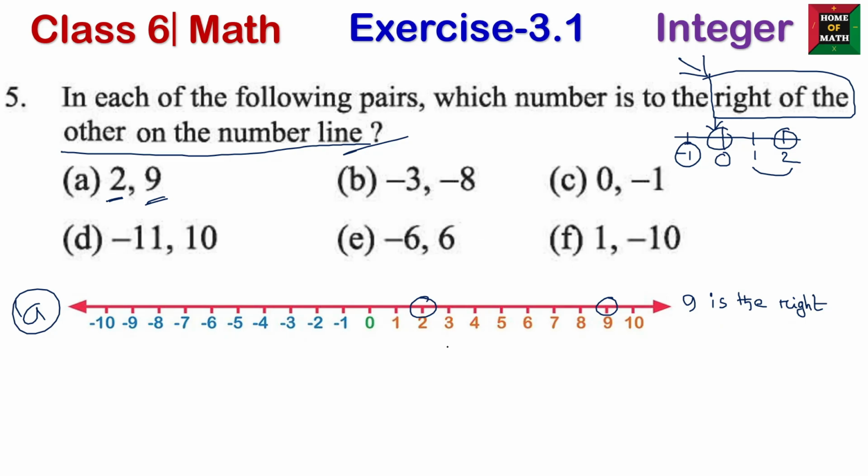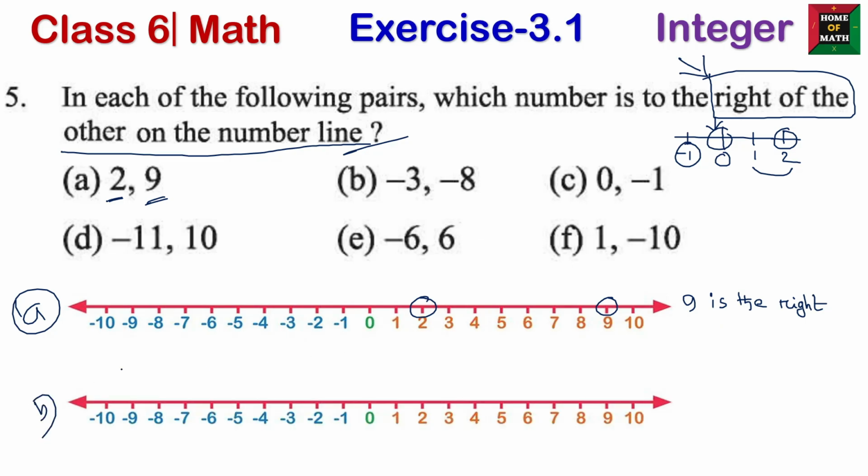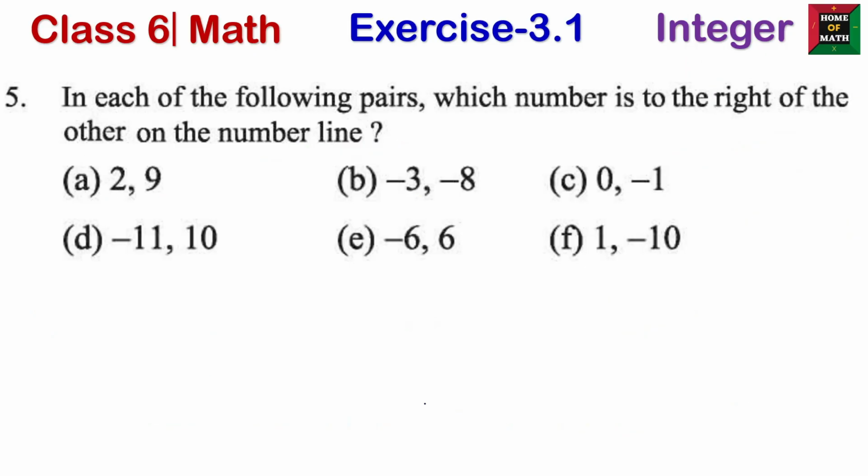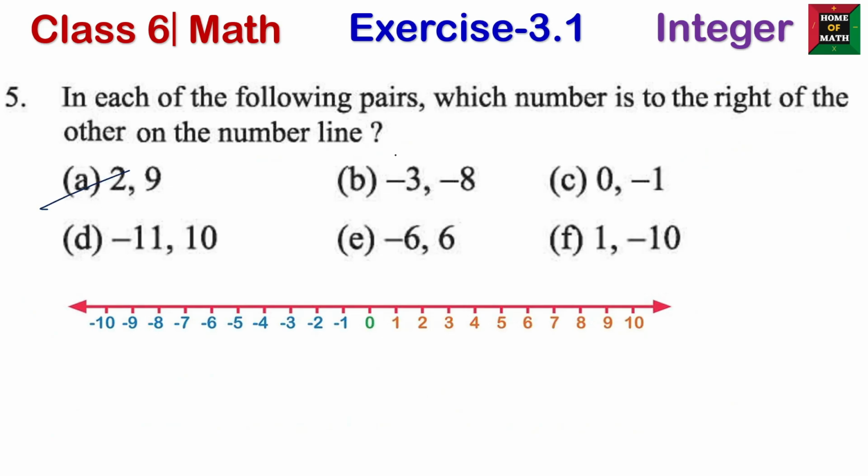Then number B, minus 3 and minus 8. So this is 0, this is minus 3 and this is minus 8. So which is the right place? Minus 3. So we can write minus 3 is the right, meaning this is left and this is right. So minus 3 is on the right side of minus 8. So A and B are done.